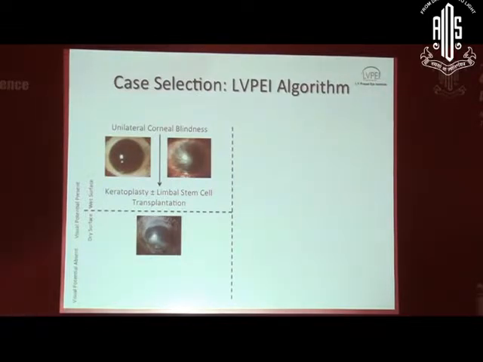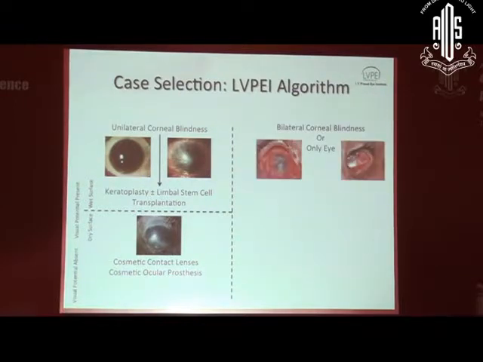If the patient has a unilateral problem and their eye is either dry or does not have visual potential, we usually do not try any visual rehabilitative surgery in that eye, leave alone keratoprosthesis. So we will probably give them some kind of a cosmetic solution.